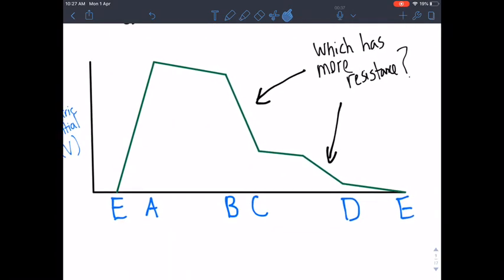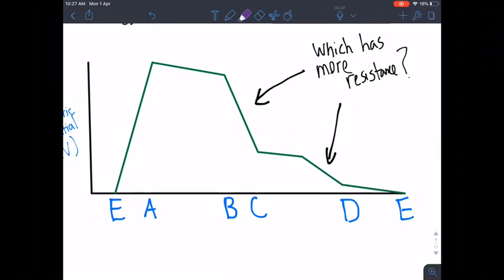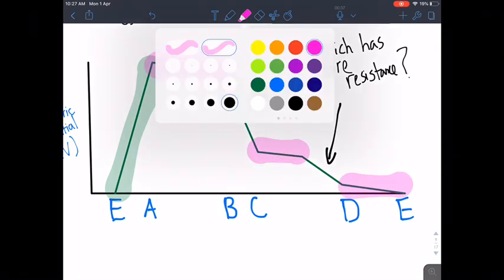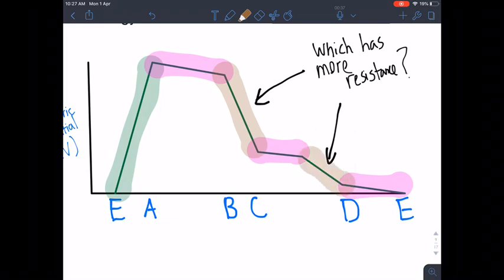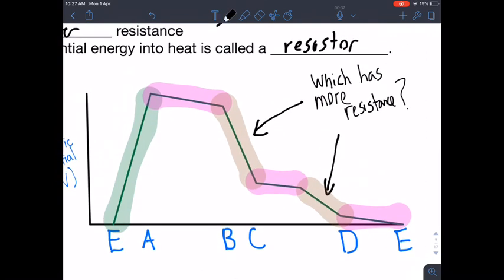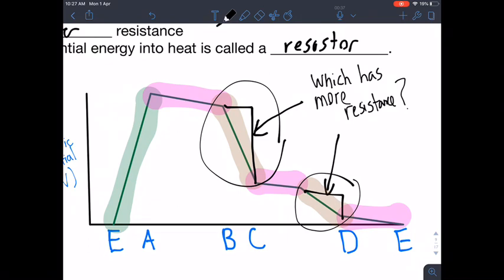So let's quickly look at this electric potential energy graph. Again, here's the battery. Here are some wires. And there's actually two devices, two resistors in this. The question is, which one has more resistance? Is it the first one or the second one? We can answer that by looking at the electric potential energy drop in each one. This one has a larger drop in electric potential energy. This one has a smaller drop. And that's because this one, number one, is converting more energy into heat and has more resistance.